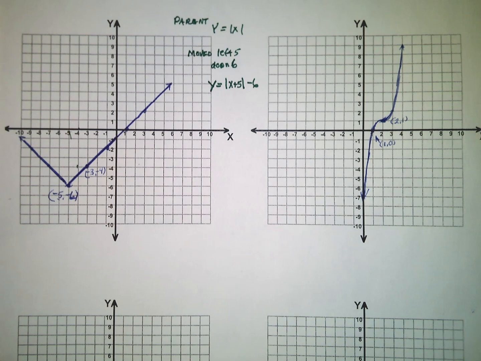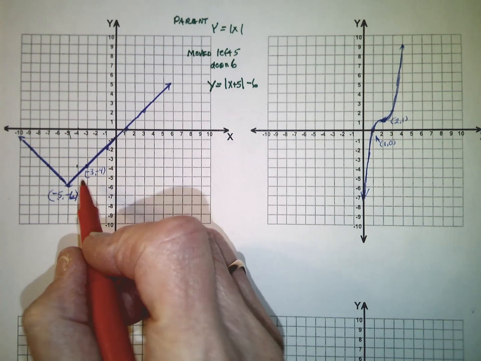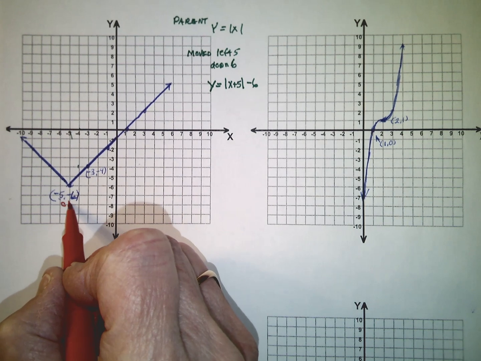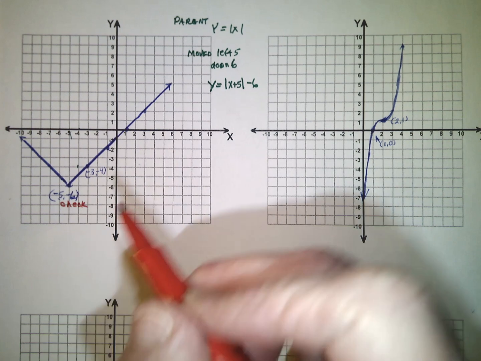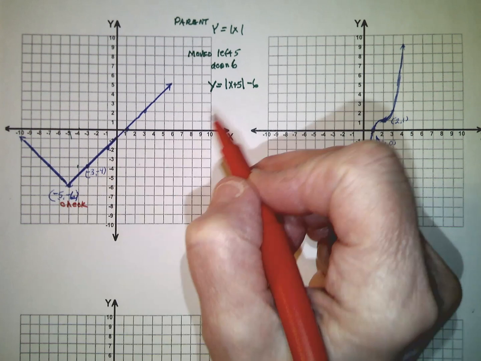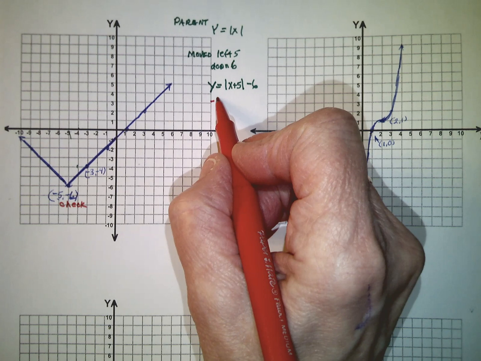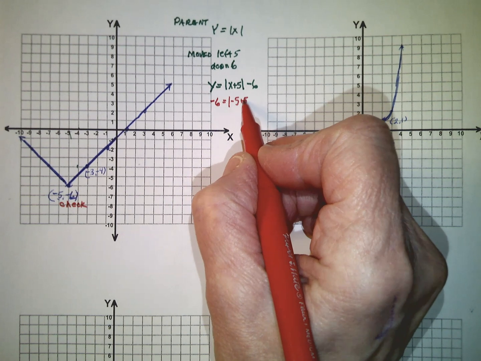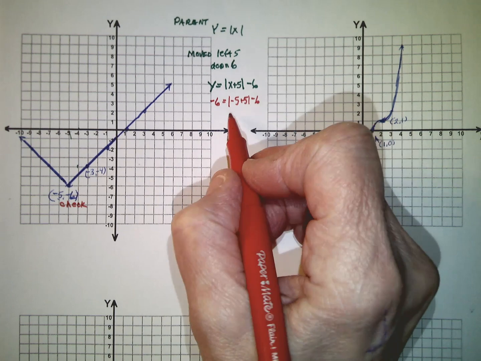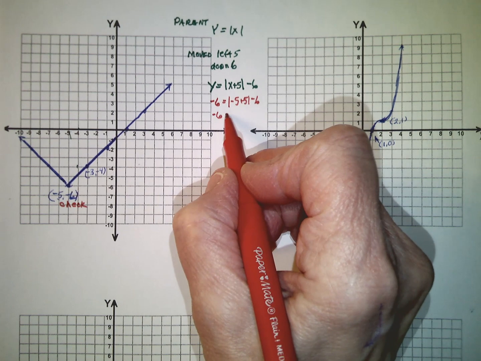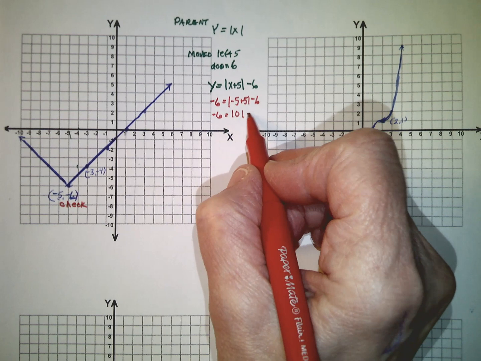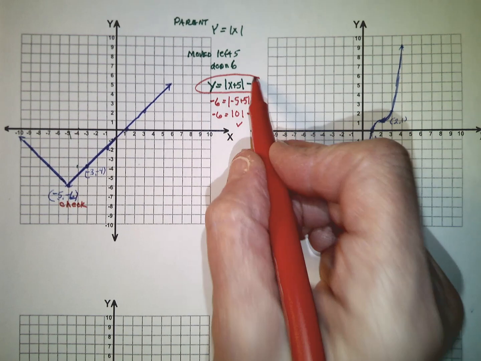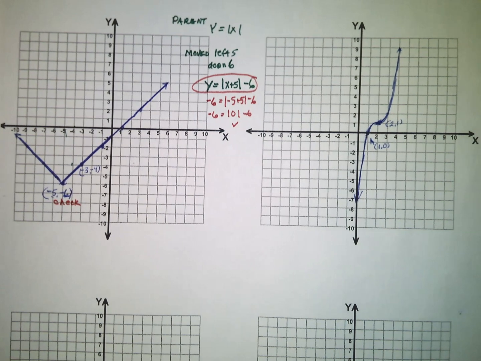We can check. We should always check. You can use either point. I'm going to check with this one. X equals negative 5, y equals negative 6. So put a negative 6 in for y, a negative 5 in for the x. And we have negative 6 equals the absolute value of 0 minus 6. Yes, that checks out. This is indeed the equation for that graph.